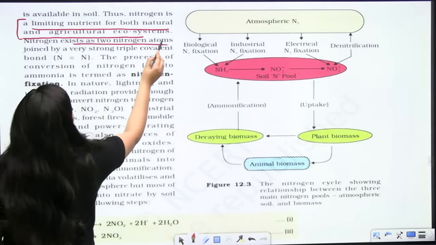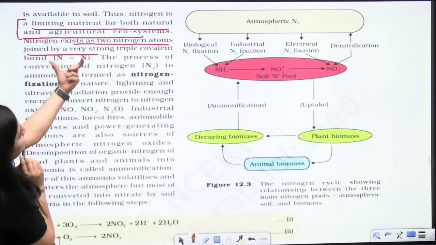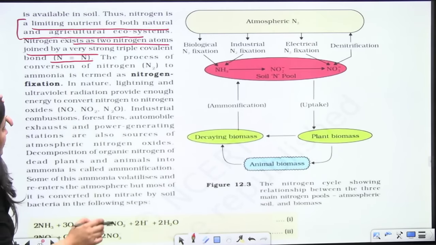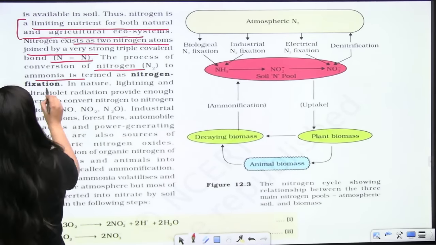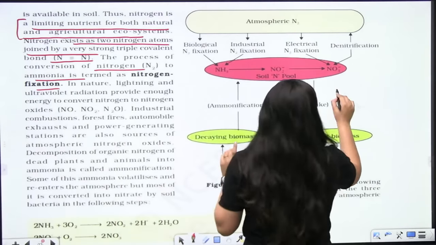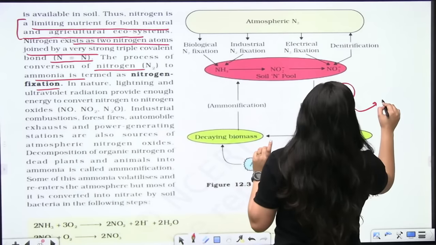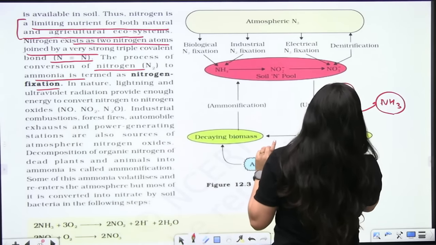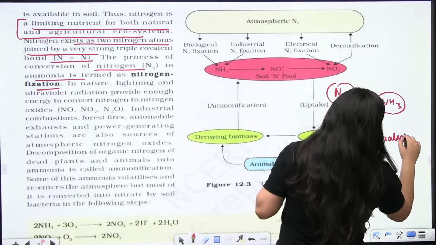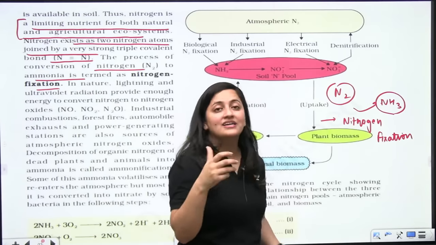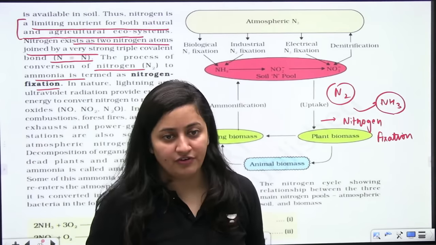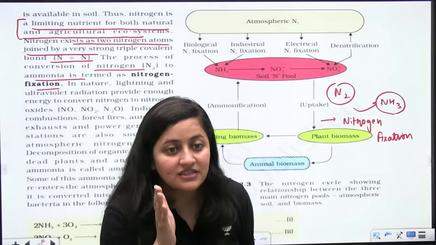It exists as two nitrogen atoms joined by a very strong triple covalent bond. The conversion of nitrogen to ammonia is nitrogen fixation. Now take out your pen and paper and note this down: nitrogen to ammonia is nitrogen fixation. In the exam, we mix these things up. We are not able to differentiate what exactly is denitrification, nitrogen fixation, and ammonification. This is what you need to do.